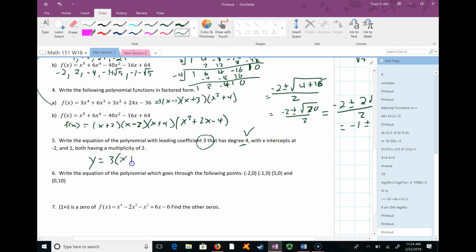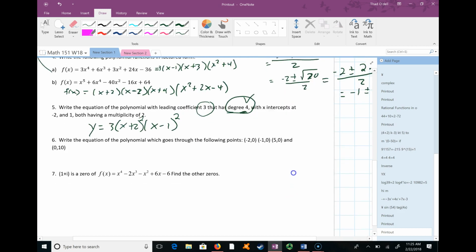So that'd be x plus 2 and x minus 1. That would give me the right x-intercepts. But it says they both have a multiplicity of 2, which means I need a squared up there. And now we'll come back and check, does this polynomial I just wrote have a degree 4? And yep, I've got an x times x times x times x. So I did it. All done.